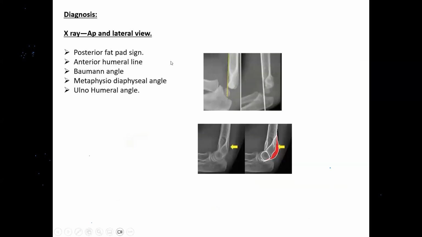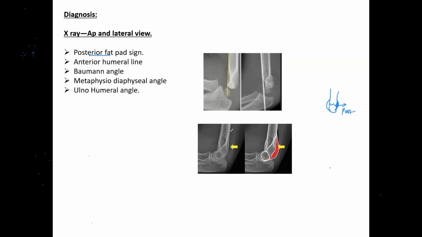Then how will you diagnose? As I told you in the previous slide, what are the clinical parameters you need to look for? There is something called the posterior fat pad sign. Normally, due to the undisplaced fracture, there is some bleeding over the fracture site. So this presents as a soft tissue shadow on the posterior aspect. That's called the posterior fat pad sign.